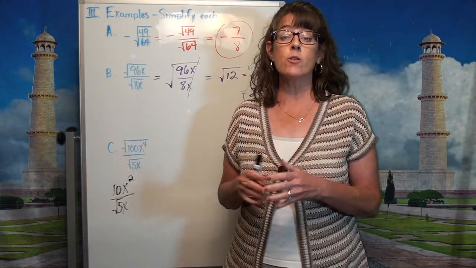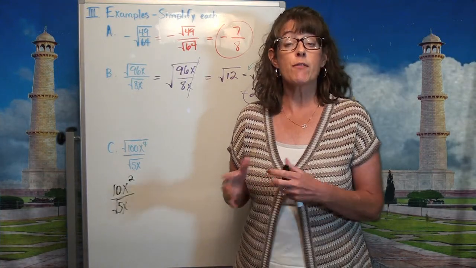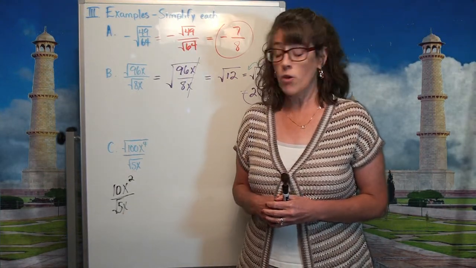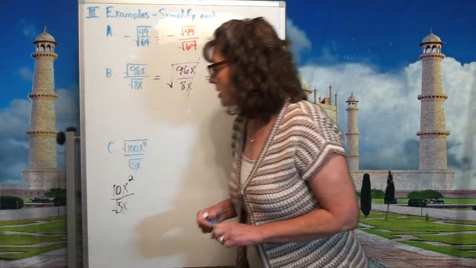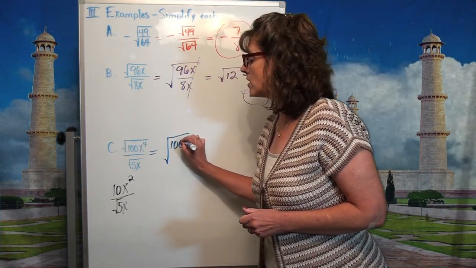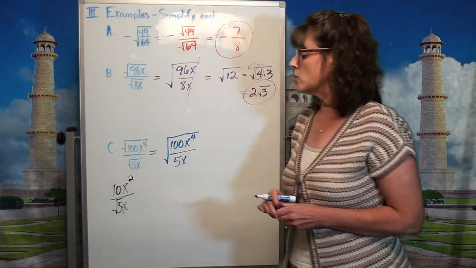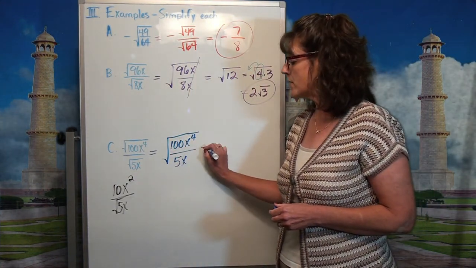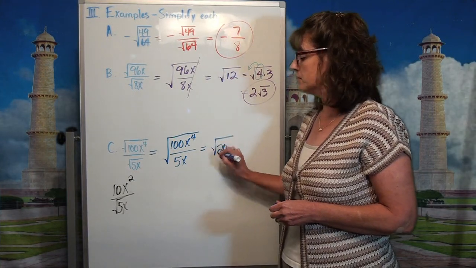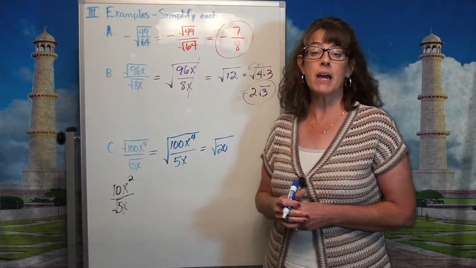Now, in a later video, I'll show you how to get a radical out of the denominator. But for right now, that's not okay at all. So instead of this, what I'm going to do is go ahead and employ that quotient rule, and I'm going to put them together underneath one big radical, because now I'm going to say 100 divided by 5 is 20. I can deal with this. And I'm going to say x to the 4th divided by x to the 1st.